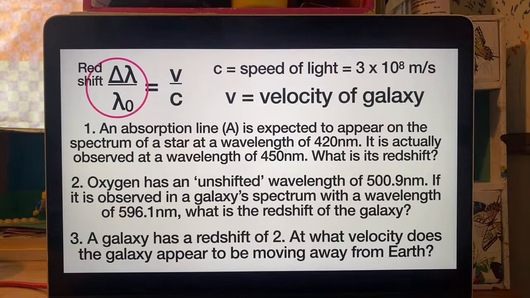If a galaxy has a redshift of 2, at what velocity does the galaxy appear to be moving away from Earth? And I've got the equation up here. So it's change in wavelength divided by the original wavelength is the redshift, but all that equals the velocity of the galaxy V divided by the speed of light C. Okay, I'm going to do it behind you one at a time.